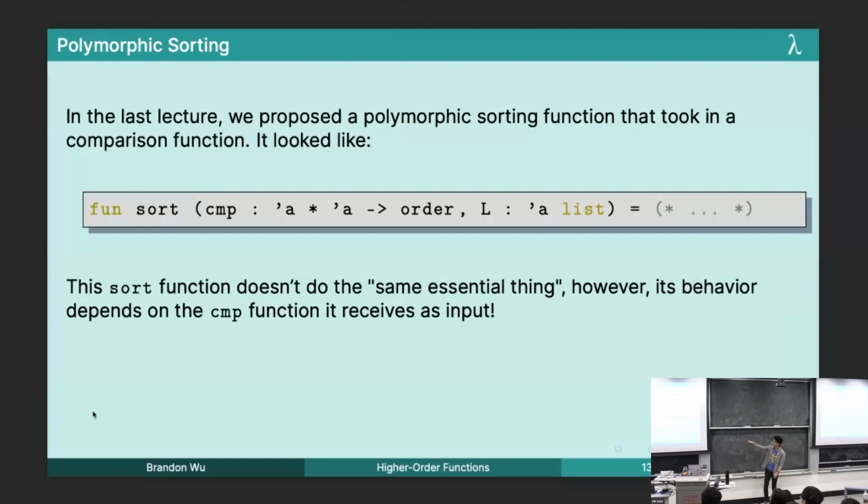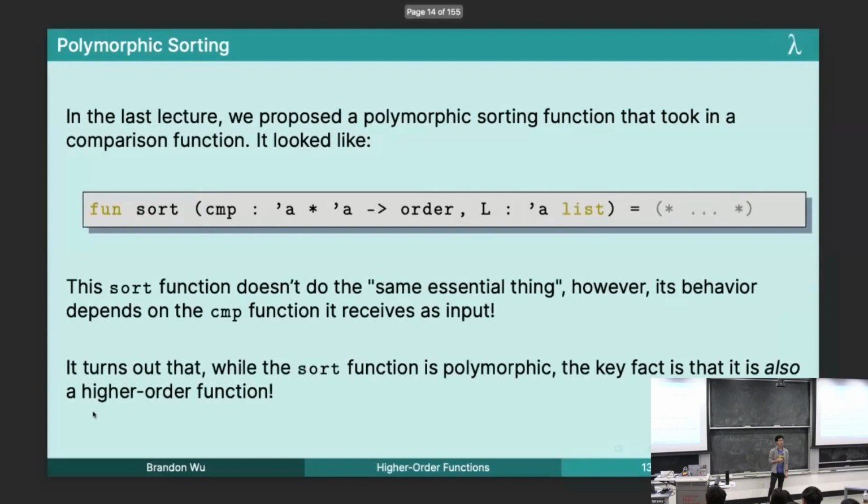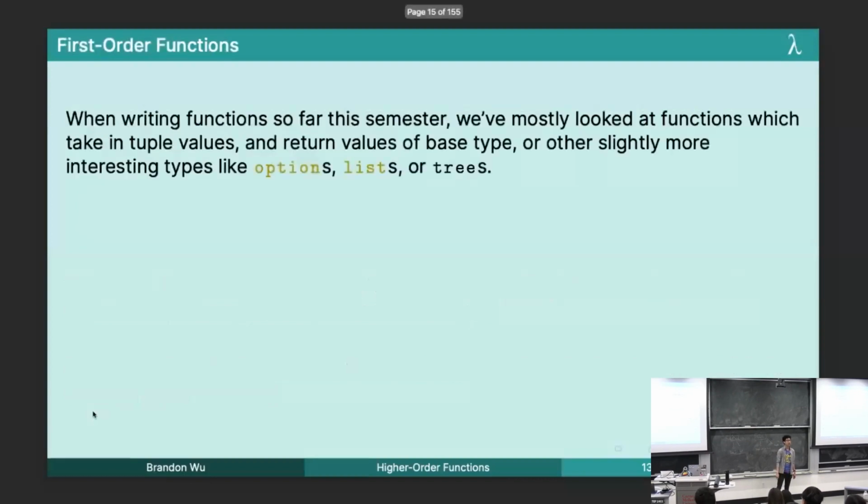So this is an example of where higher order functions, we actually get into something more powerful than just doing the same thing but at different types. So it's because, surprise, surprise, sort is not just a polymorphic function. It's also higher order. And that combination of being both polymorphic and higher order is what's going to give us this kind of power, all right? Let's look at it specifically.